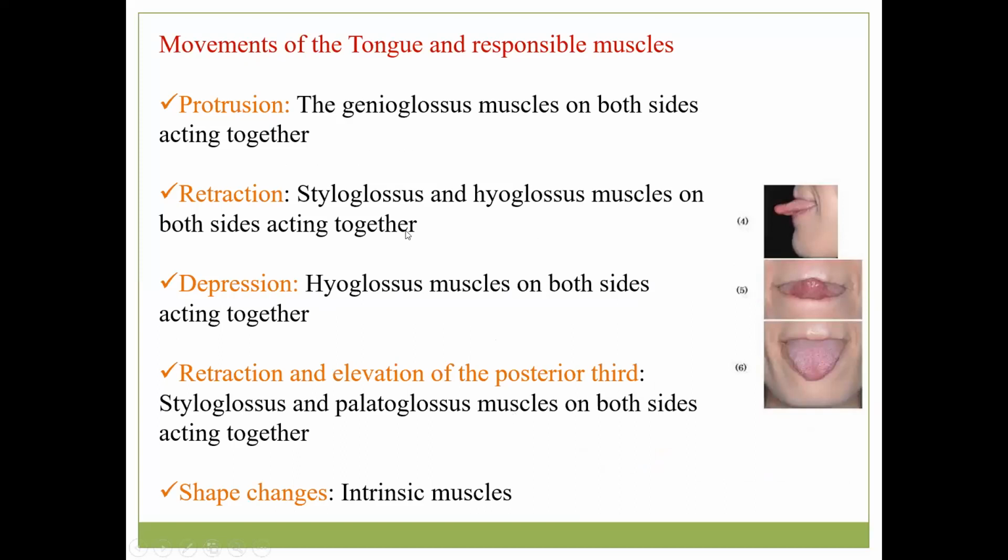So there are some specific movements of the tongue and respective muscles for those actions. The main actions are the protrusion, retraction, depression, retraction and elevation of the posterior third, and the shape changes. You have to know about these actions and the respective muscles because they might come on MCQs.